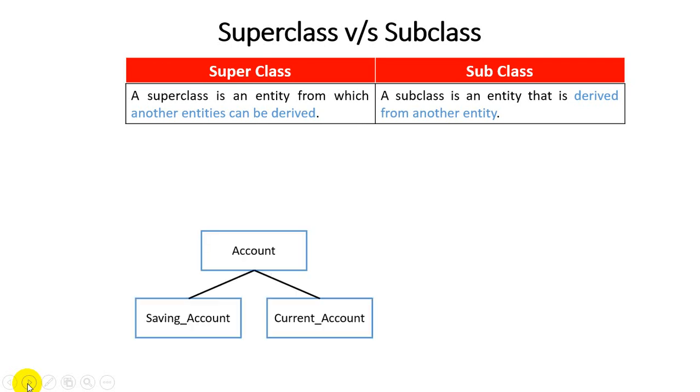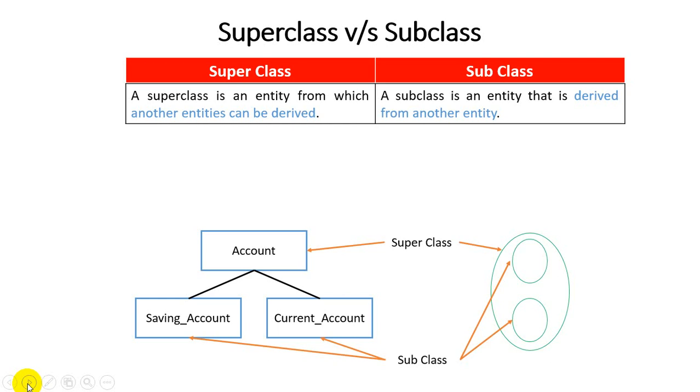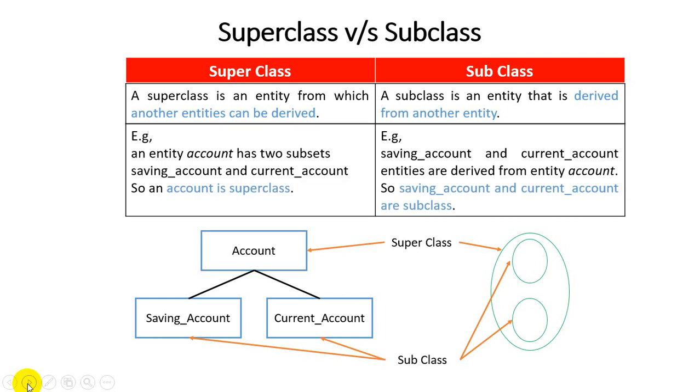Means we can take an example like account, it is a generalized entity. That's why we can say it is known as a superclass. Based on account, we can derive two more entities known as saving account and current account. So we can easily identify that saving account and current account are derived from the single entity known as account. So we can say that account is a superclass and saving account and current account are known as subclasses.